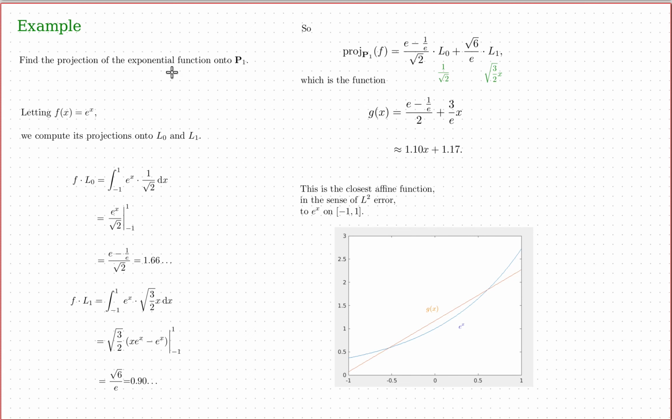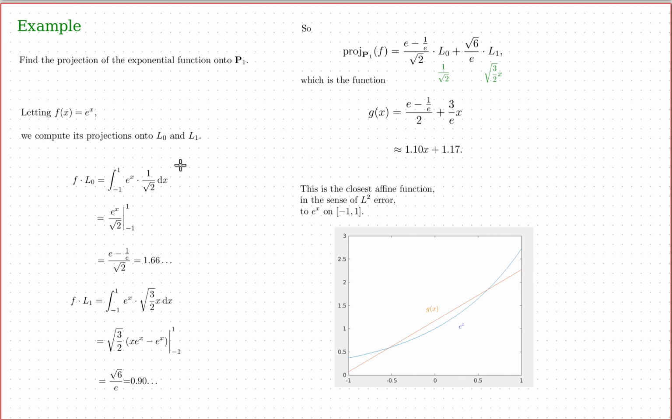Okay, let's do another example. Let's project a function now onto P1. This time I'll use the exponential function, so f of x equals e to the x. And remember, the procedure is when you want to project onto a subspace and you happen to have an orthonormal basis for the subspace, all you have to do is project onto each basis vector and then sum those projections. So first we'll project onto L0, and because L0 is a unit vector, the projection requires only that we calculate the dot product and then multiply the dot product times L0.